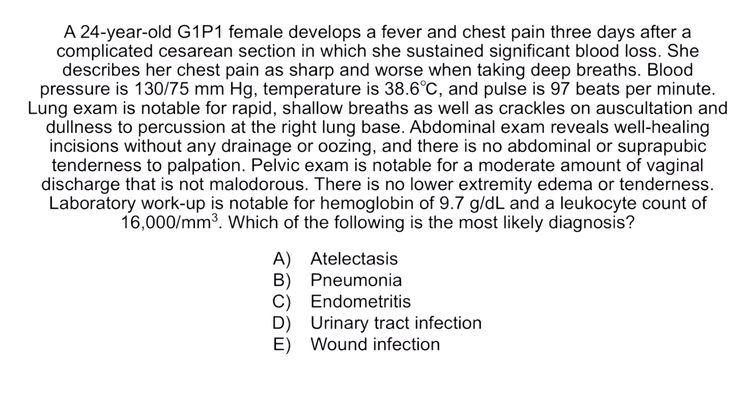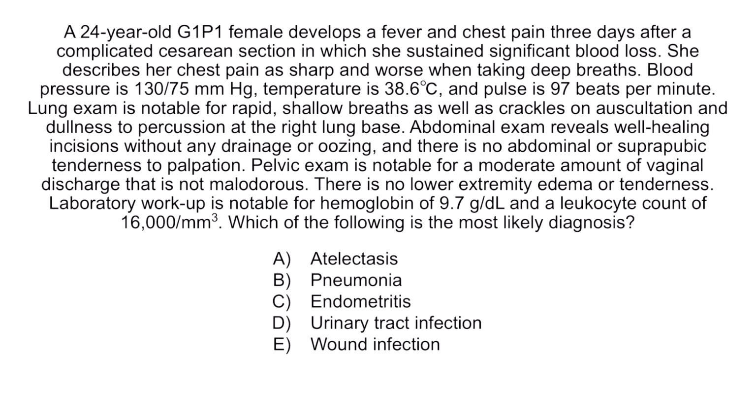Now let's wrap up with a board-style question. A 24-year-old G1P1 female develops a fever and chest pain 3 days after a complicated cesarean section in which she sustained significant blood loss. She describes her chest pain as sharp and worse when taking deep breaths. Blood pressure is 130/75. Temperature is 38.6 degrees Celsius, and pulse is 97 beats per minute.